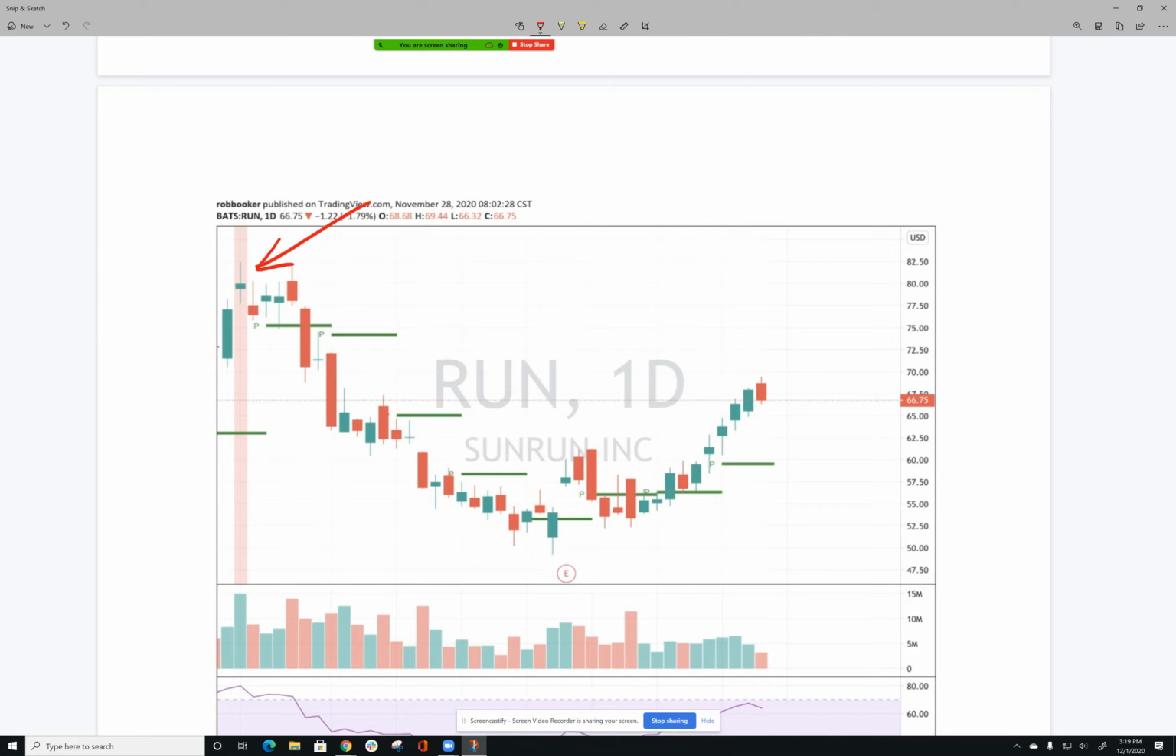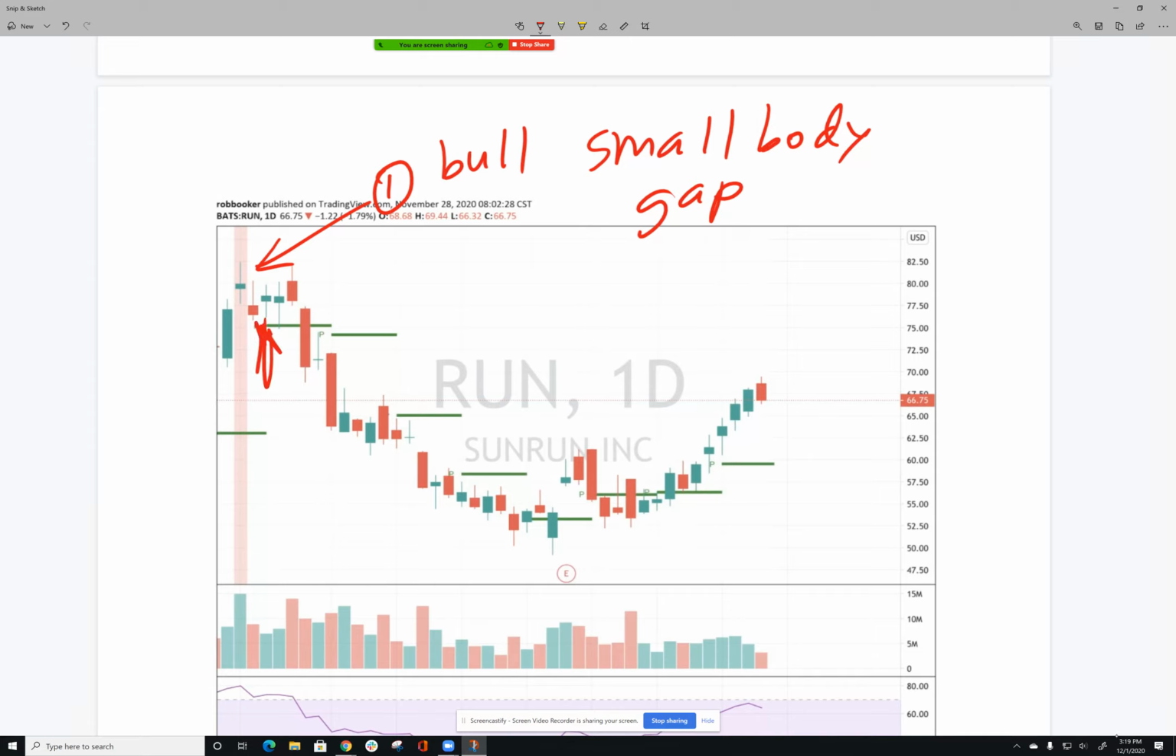Run. Look at that. Day 1 candle. It's a bull candle. It's a small body. It's a gap. Love it. Oh, I just love that. And then day 2, right there, it's bearish and it's below the day 1 candle. I would totally take that trade.